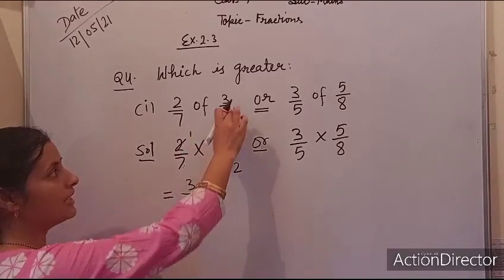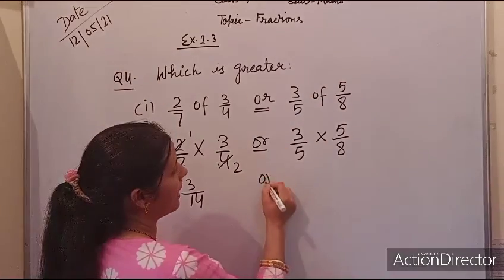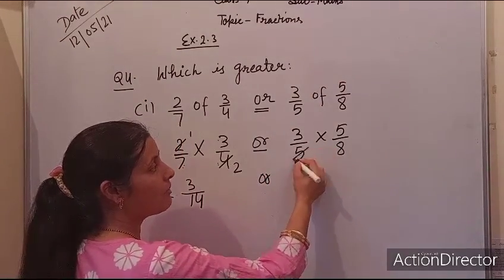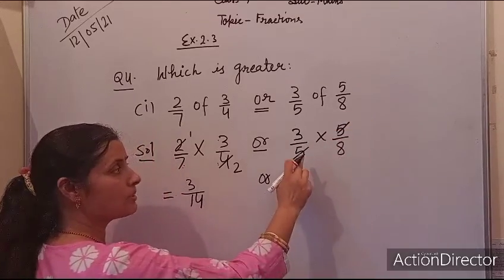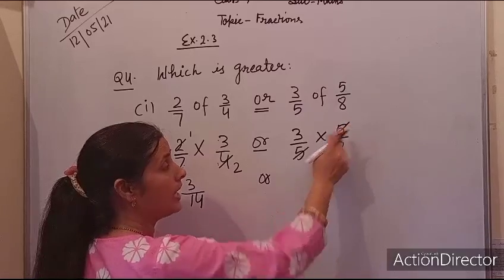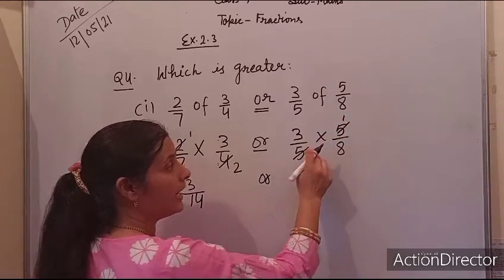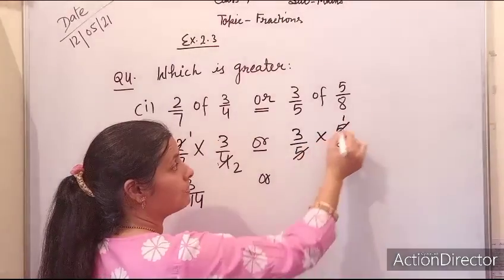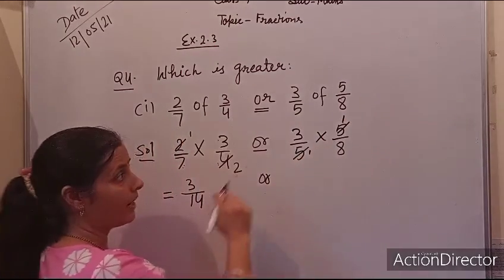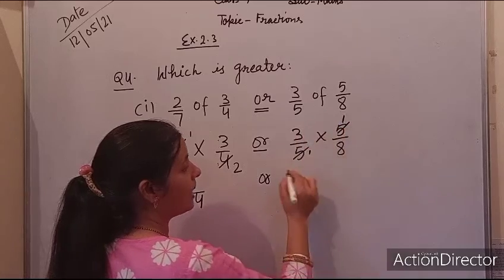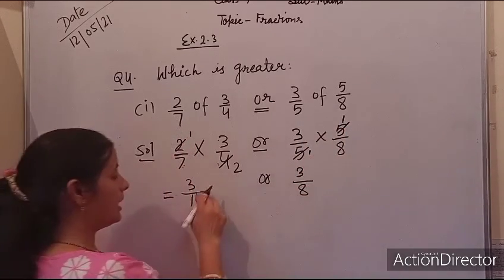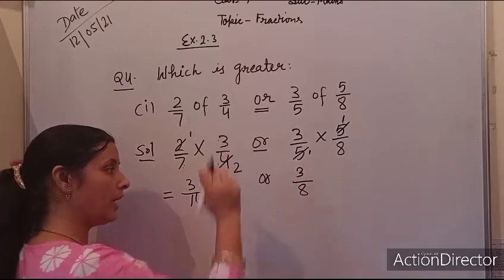This is the solution of this one part. Now come to the OR part. 3 upon 5 into 5 upon 8. Now clearly you can see that 5 can be cancelled by 5 because 5 is in the denominator and it's in the numerator. Okay, so here you can see that 1, it doesn't mean 0, beta. If the numbers are cancelled, it means 5 ones are 5, 5 ones are 5. Okay, now multiply 3 with 1, it will become 3, and 1 with 8, 8. So 3 upon 14 and 3 upon 8.